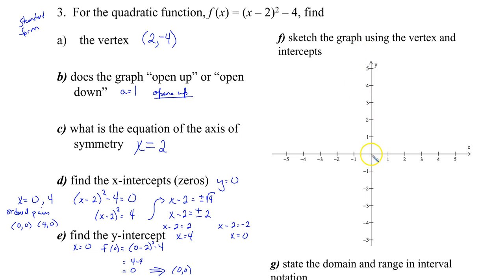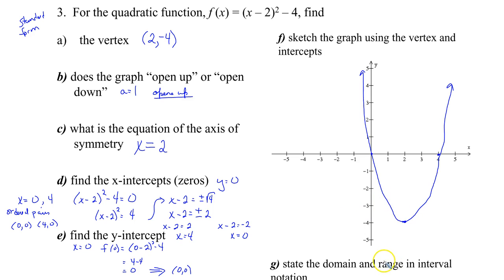So we're going to plot these points that we have here. We have the point 0, 0, and we have the point 4, 0, and our vertex better fall somewhere in between, and it does, and it's at the point 2, negative 4. And you guys know that my graphs are not super great, but we're going to do the best we can. And we're going to sketch it here, and we're going to sketch it here, and there is my graph, right?